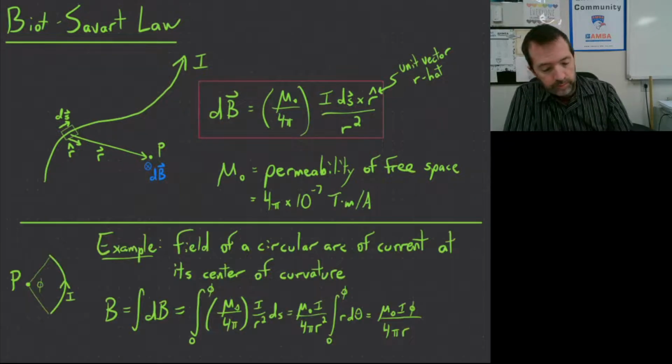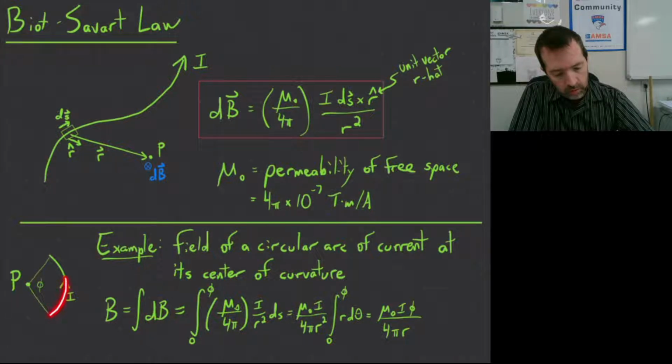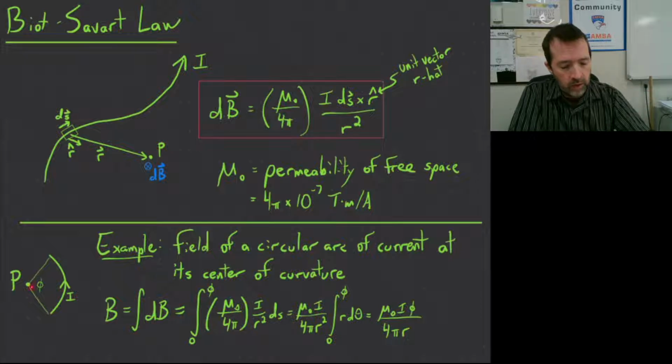Okay, first example. I have a circular arc that's carrying current upward, and I want to find the magnetic field at the center of curvature of that arc. So I place my point P at the center, through the arc. I'm calling the angular size, or the angular extent, of the arc phi, and I want to find B produced by that current.